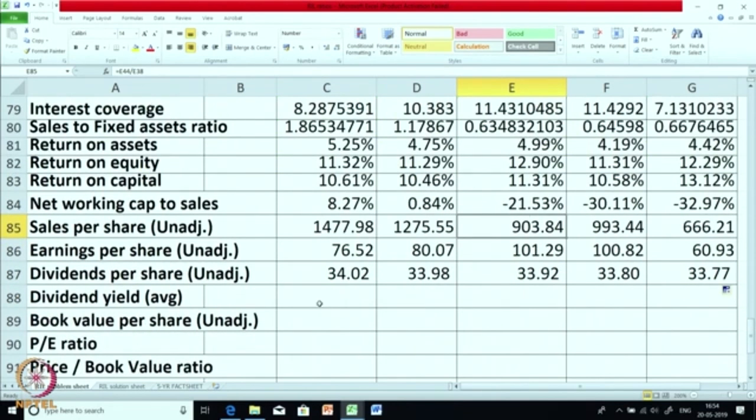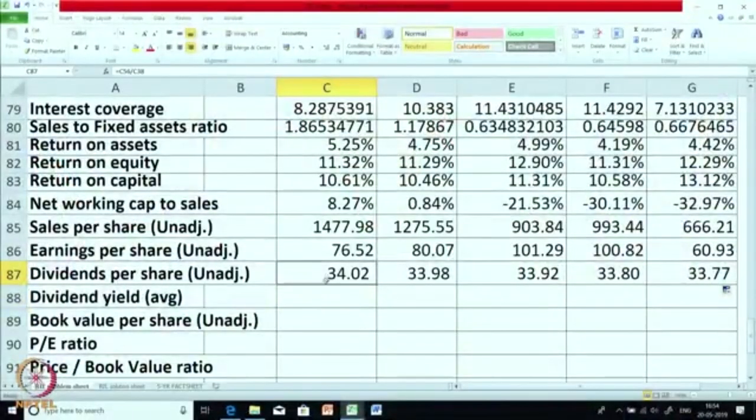The next one is dividend yield. Now, this is an important ratio and slightly a different ratio because it is trying to link dividend to market prices. We will try to calculate it on average basis because we know the average market price. So, dividend is a return to the shareholder which we have calculated on per share basis, divided by average market price during the year.